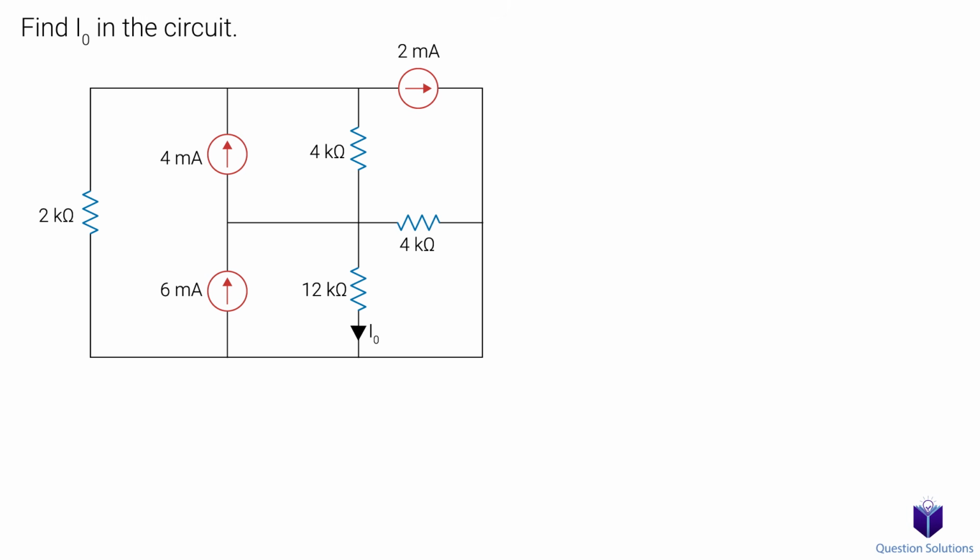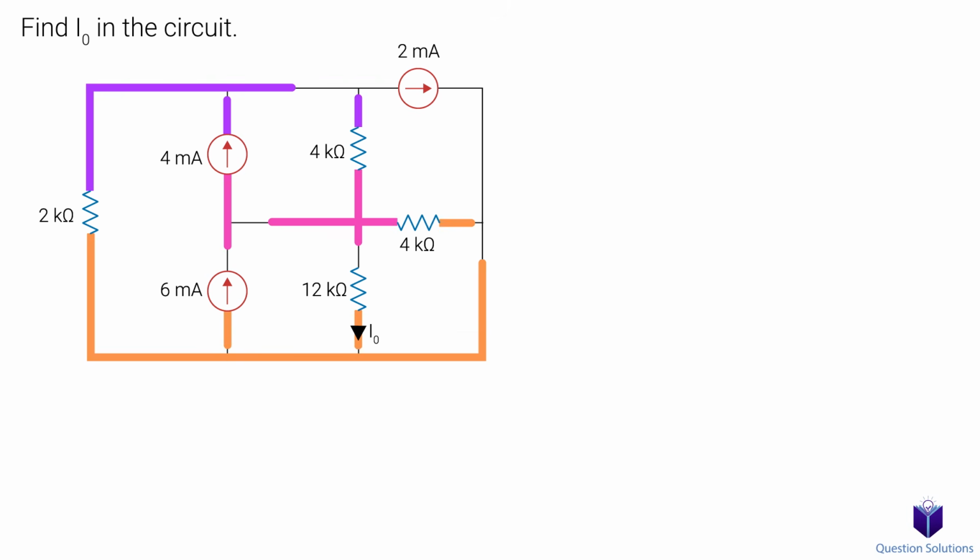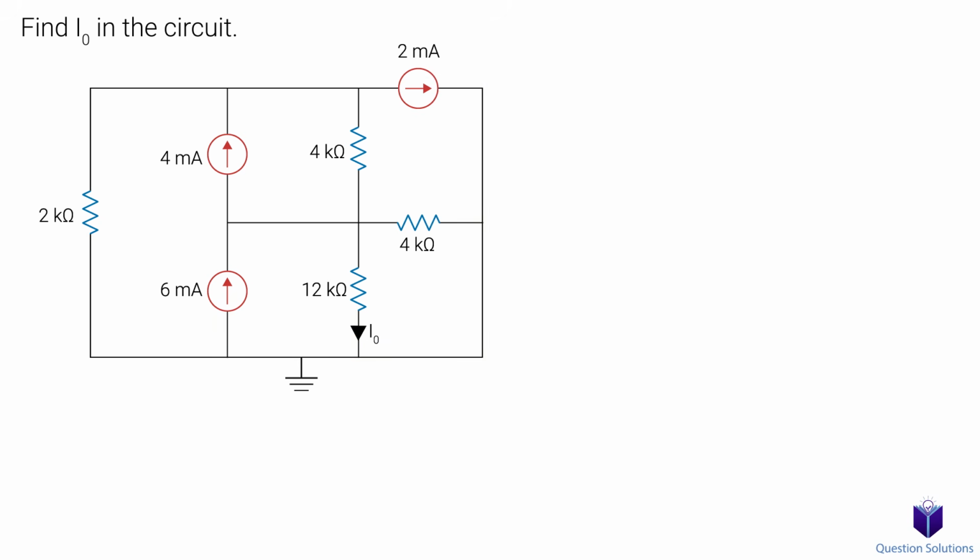Let's take a look at this question where we need to figure out I0. Looking at the circuit, we see that it has 3 nodes. That means we will need 2 equations to solve it. This bottom node can be our ground since it has the most connections. Let's label this point as node 1 and this as node 2.